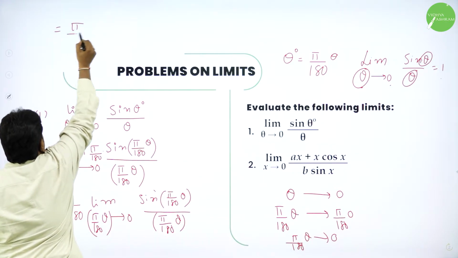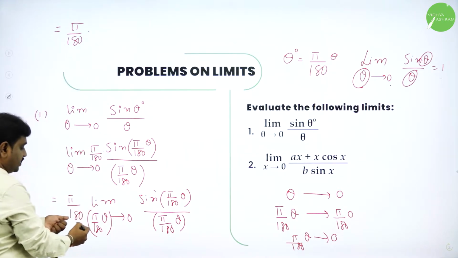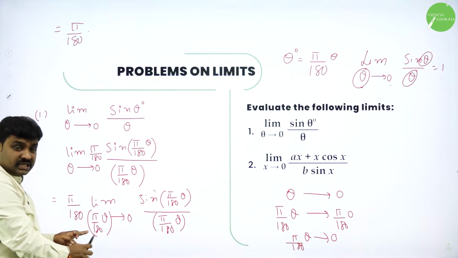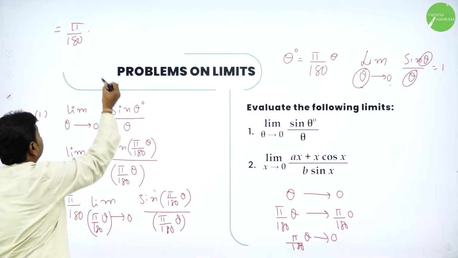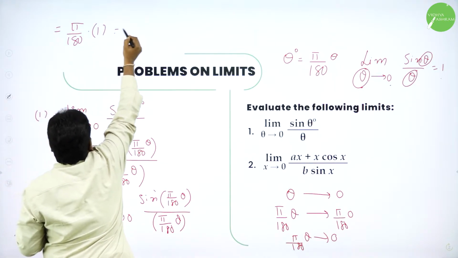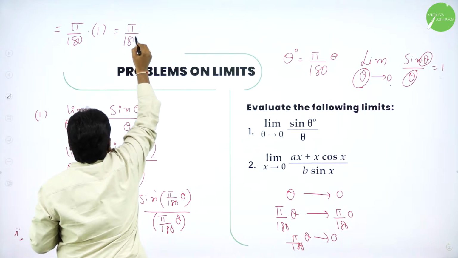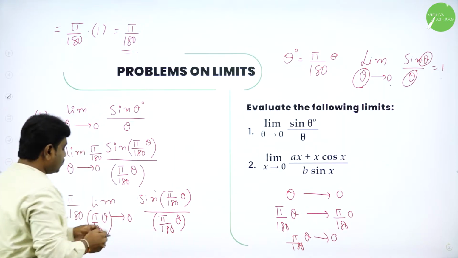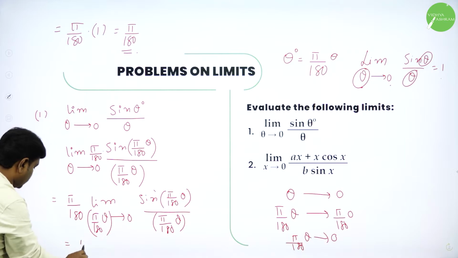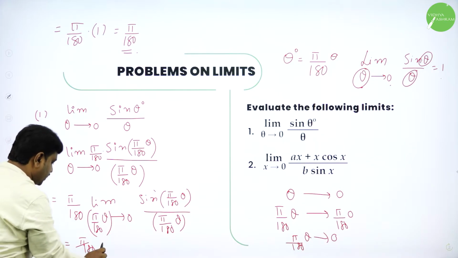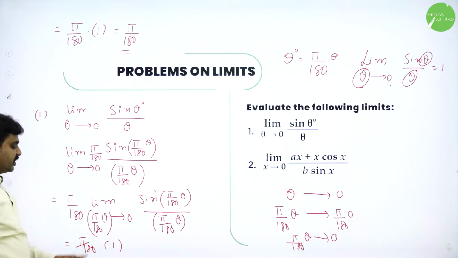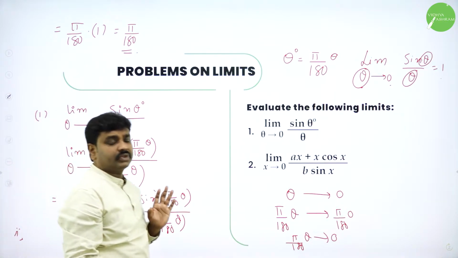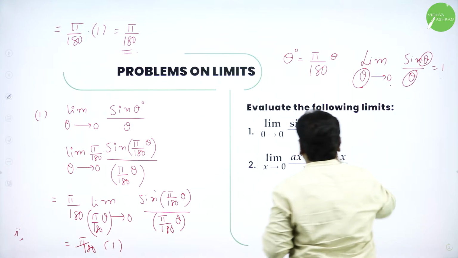So finally I'll write the answer here. Pi by 180 already we have taken out, that is constant here. And now you can observe this limit theta tends to 0 sin theta by theta. Limit theta tends to 0 sin theta by theta is what? 1. So answer is pi by 180 into 1. Answer is pi by 180. After you apply limit, here only I'll write pi by 180 into this whole part. After you apply limit, it will become 1. So pi by 180 into 1 is what? Pi by 180. We reduced it into this form.